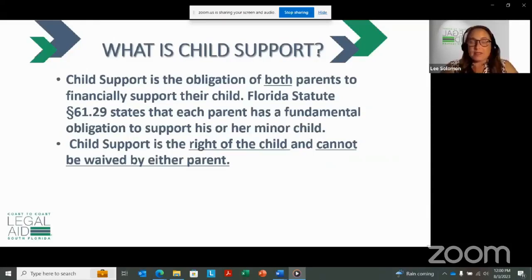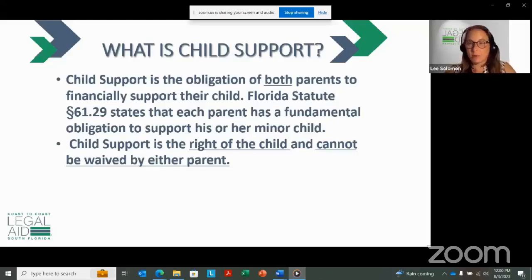Child support is defined in Chapter 61.29, stating that child support is the obligation of both parents to financially support their child. It is a fundamental obligation of the parents to support their child, and it is the child's right to have that support. Neither parent can waive the support for the child.